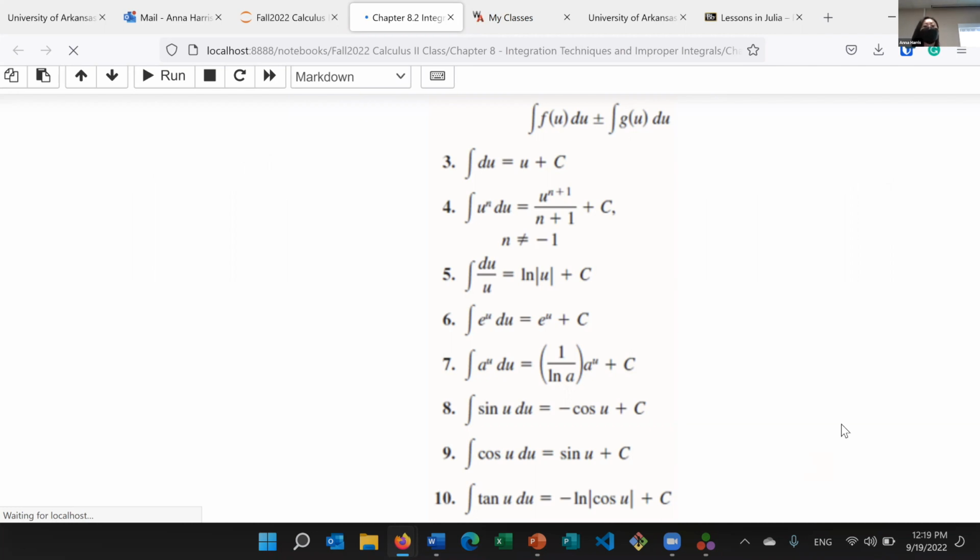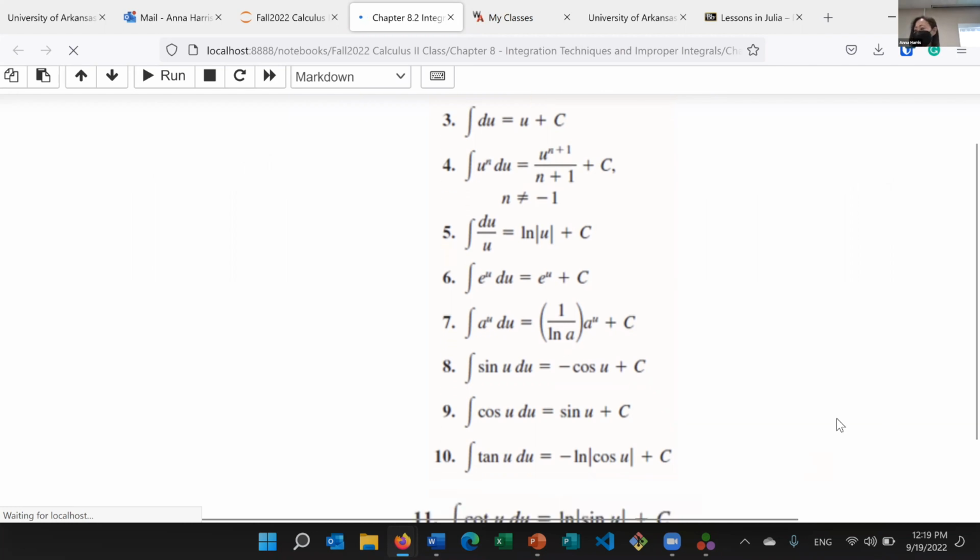Next one, this is a power rule, right? Did everybody see that? Number 4 is just a power rule. If it's a derivative, you subtract one from the power and multiply by the power. But if it's integration, you do exactly the opposite: you add one to the power and then divide by the new power. Is everybody with me? That's why it's called the power rule. It's the same power rule you use for the derivative, but you're doing it as integration, as the opposite. Okay, what's next?